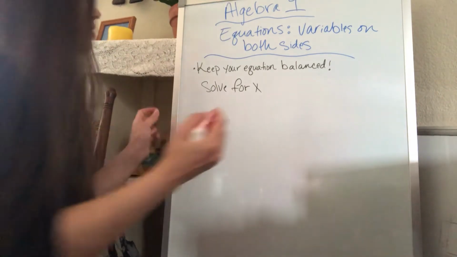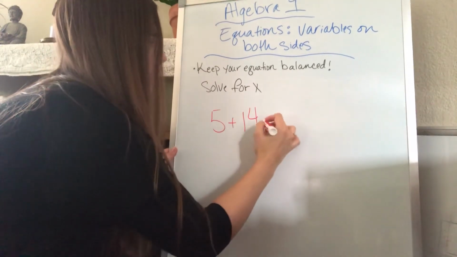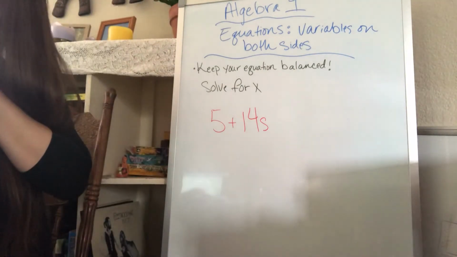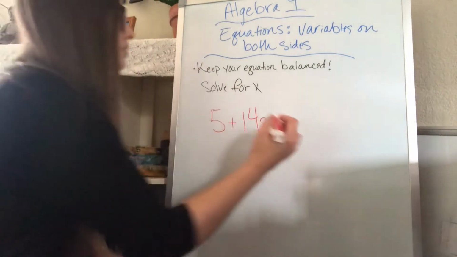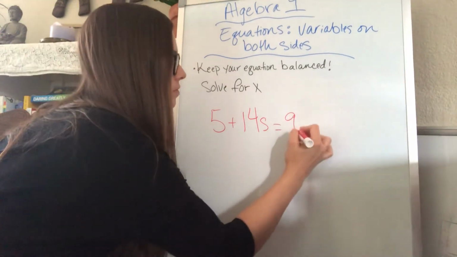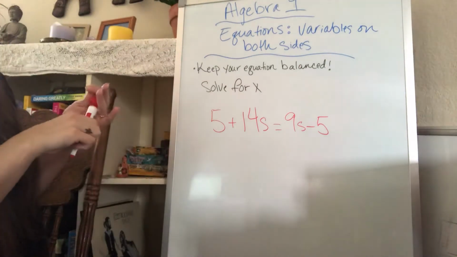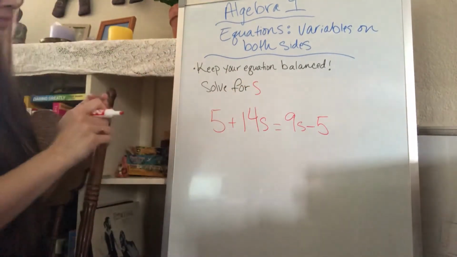Okay? So we'll have 5 plus 14s equals 9s minus 5. Okay, so now we're solving for s.